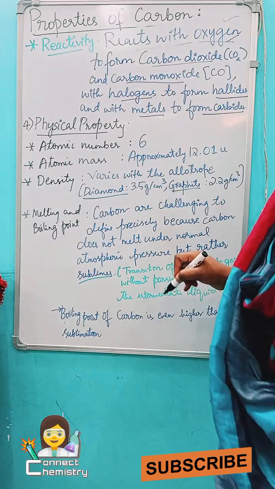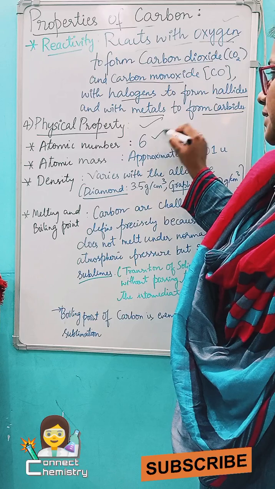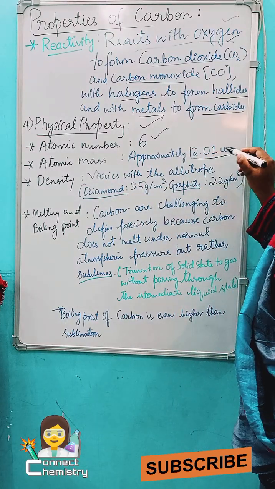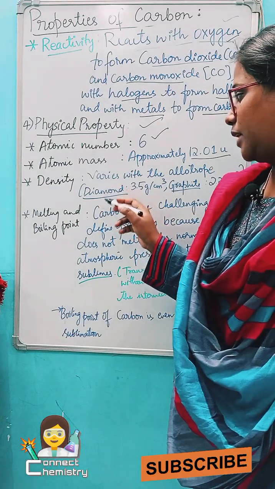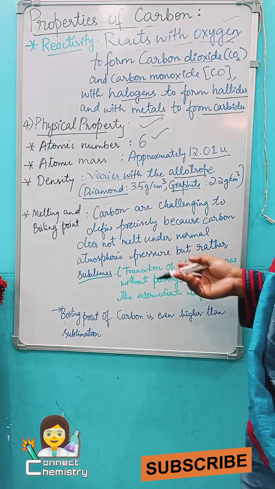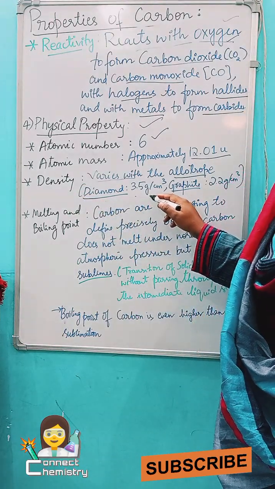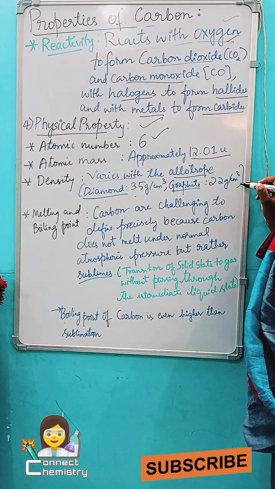Now moving on to the next property, that is physical property. The atomic number of carbon is 6. Atomic mass is approximately 12.01 u. The density of carbon varies with the allotropes. Different allotropes have different densities. For example, diamond has 3.5 grams per cubic centimeter and graphite has 2.2 grams per cubic centimeter.